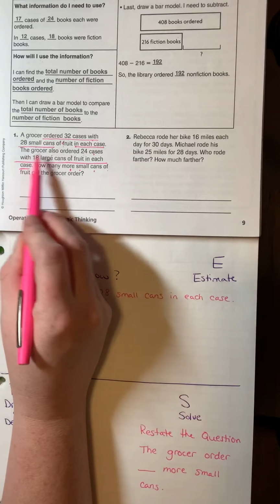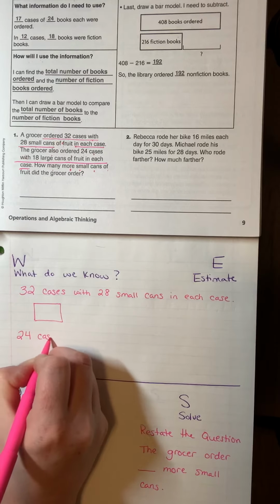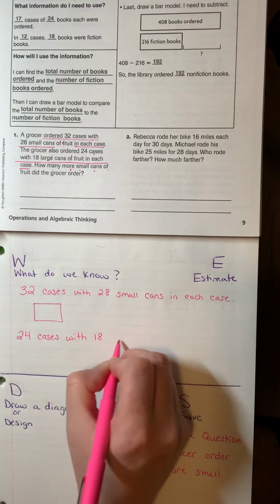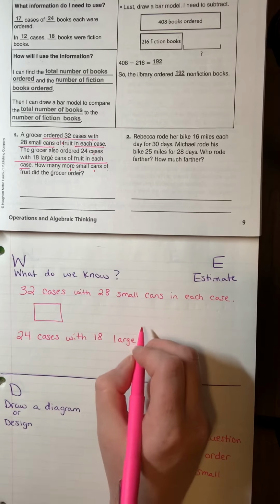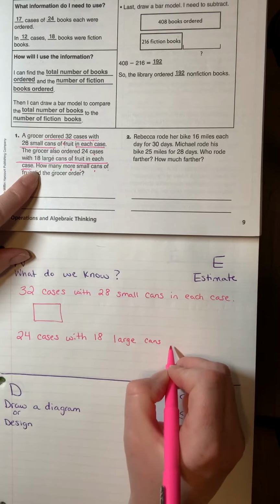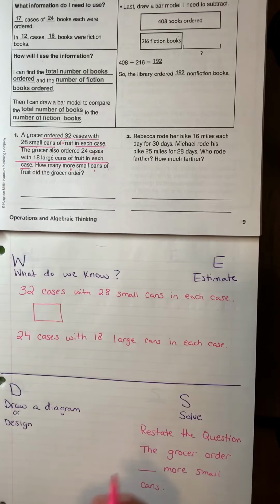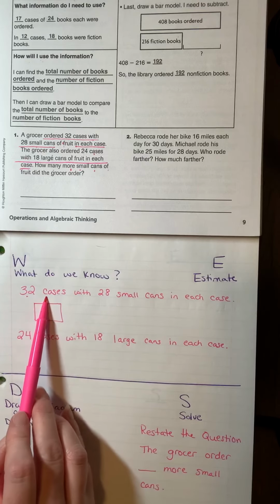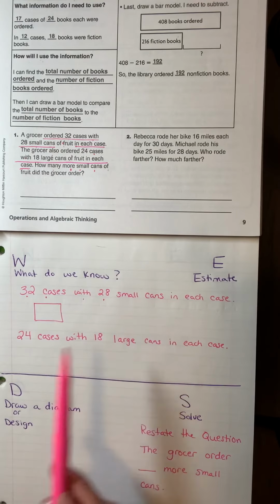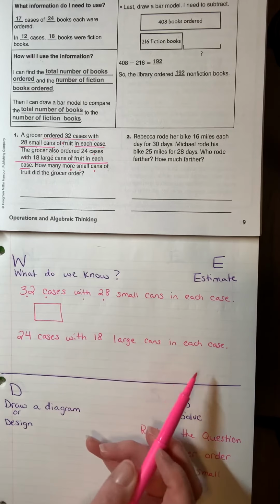I also know the grocer ordered 24 cases with 18 large cans in each case. All right, so I have 32 cases that each have 28 small cans, and then I have 24 cases with 18 large cans in each.